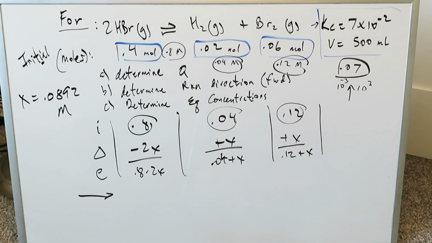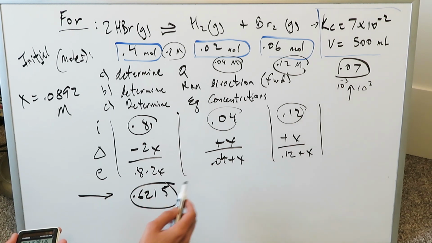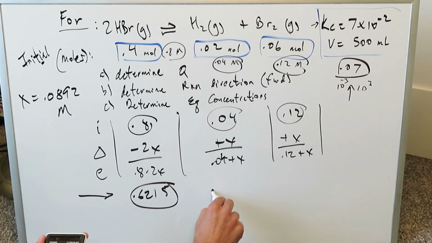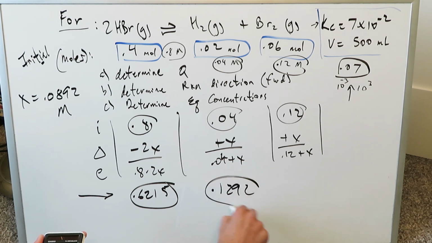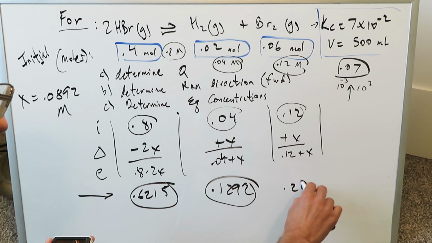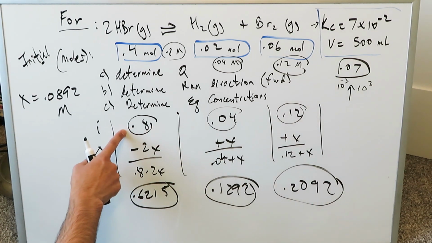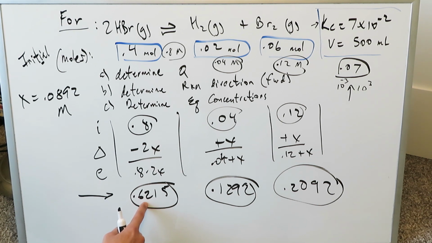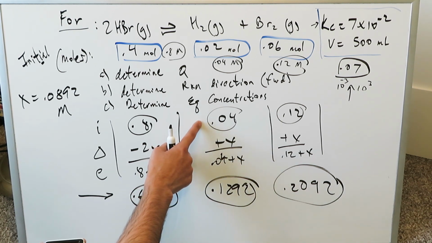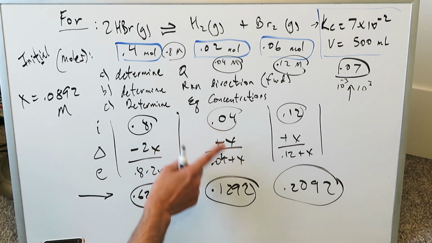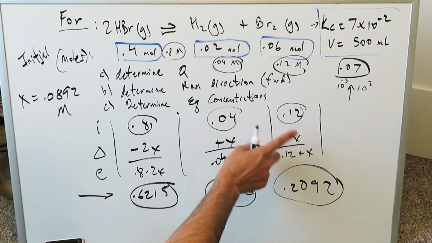It will be 0.8 minus 2 times that x value. Here we'll get 0.6215 molar. Everything here will be final concentrations. Here we get 0.1292. Over here it's going to be 0.2092. You can see this started at 0.8, it has come down to 0.6215 as the reaction has proceeded. This has moved up in concentration from 0.04 to this. Likewise, this has moved up.